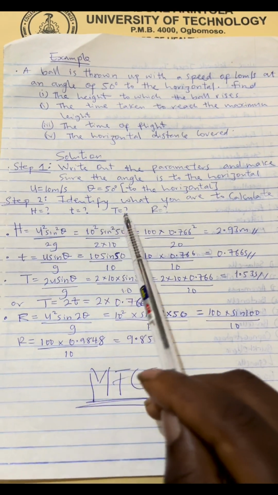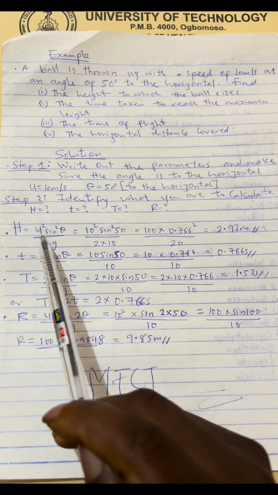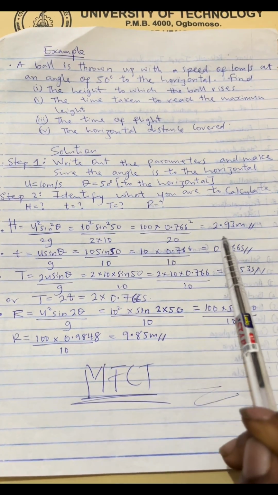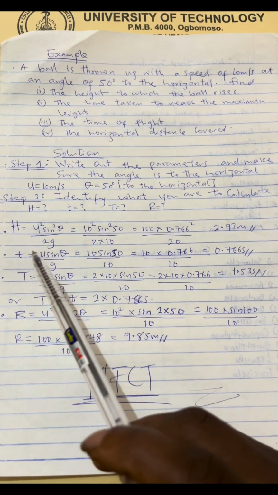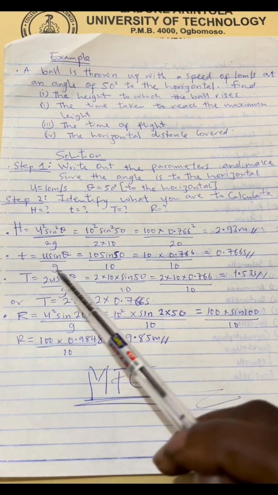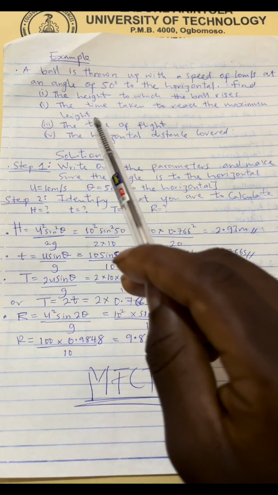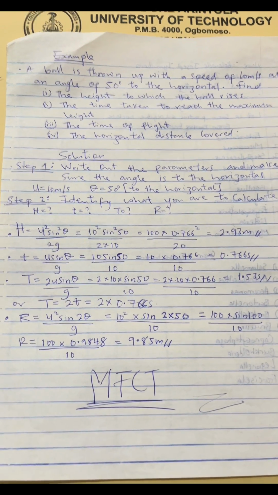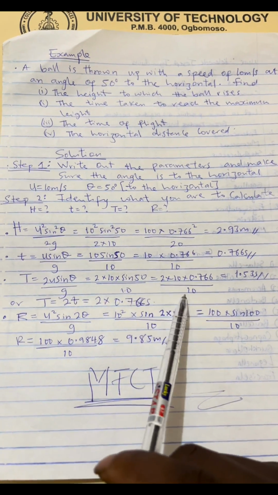Once you've written all this, just remember the formula. The formula for height is u square sine square theta over 2g. Substitute all the parameters, you will get your final answer. The formula for time taken to reach the maximum height is u sine theta over g. Substitute the parameters, you will get your final answer. And the formula for the time of flight is 2u sine theta over g. Substitute the parameters, you will get this.